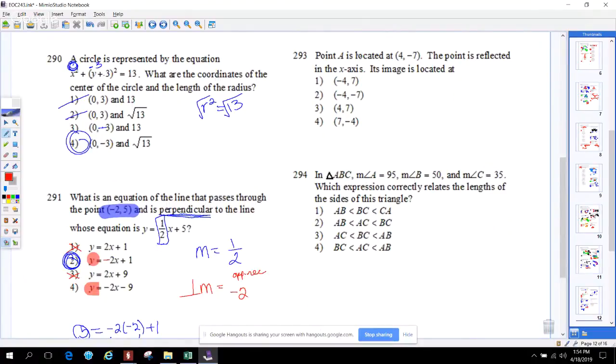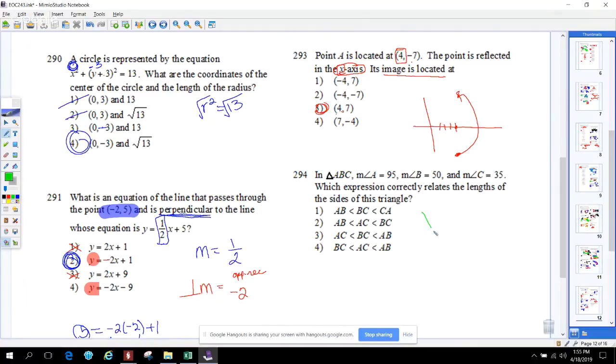Point A is located at -4, 7. And then it says it's reflected on the x-axis. Where is the image? Well, we're going to go over 4, down -7. Reflect on the x-axis. It's going to be choice 3. And what I told you before is whenever you reflect on the x-axis, the x stays the same. That's why we knew it had to be +4. And then you flip the y. Next one.